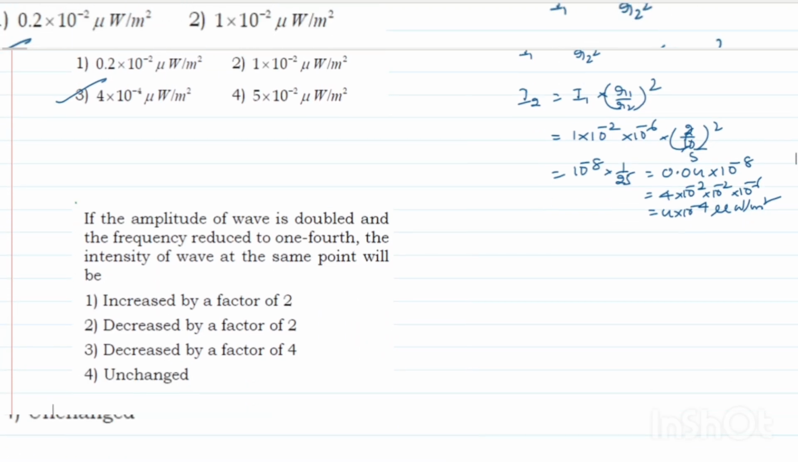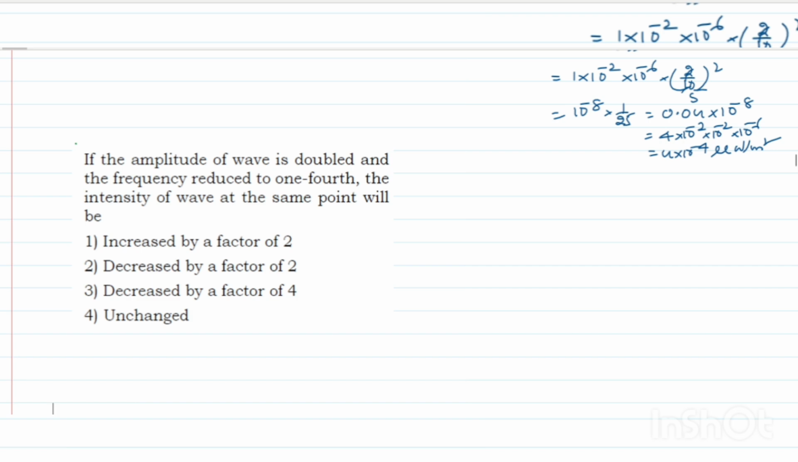Let us see the next question, students. If the amplitude of the wave is doubled and the frequency is reduced to 1/4, the intensity of the wave at the same point will be, they are asking. So intensity in terms of amplitude and frequency: I is directly proportional to a square f square, students. And the ratio of the intensities, you can take as a1 by a2 whole square into f1 by f2 whole square.